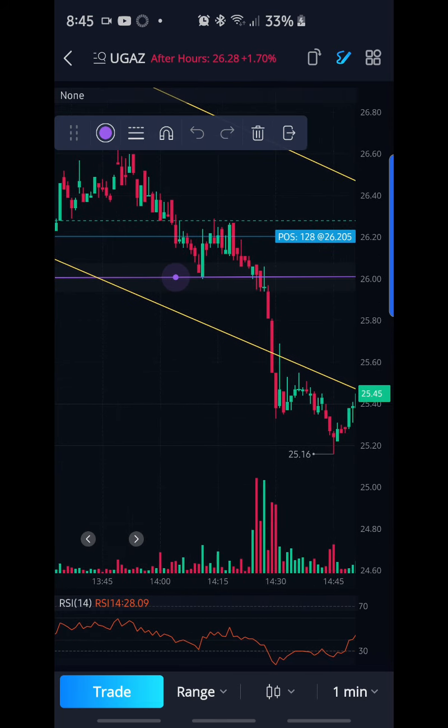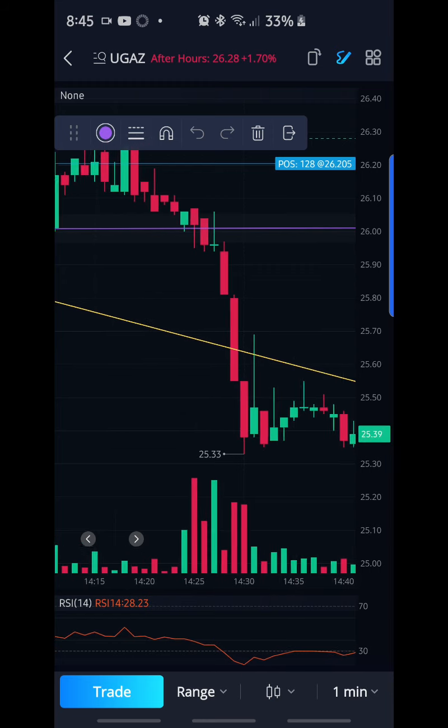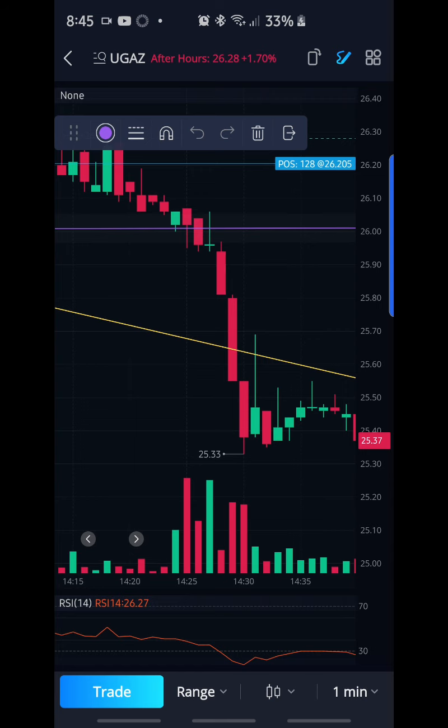Okay, so after about right here, you see when it finally broke below the support, there was so much selling pressure that it dropped all the way down to 25.33. So you notice the support didn't hold up and then it just sold off.